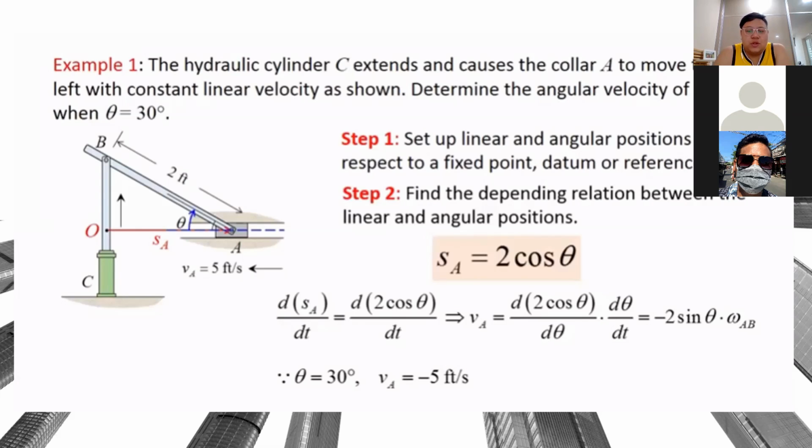We differentiate SA over d theta times d theta over dt. So what happens when we differentiate SA in relation to theta? We will get negative 2 sin theta. And what happens when we differentiate theta? We will get omega AB.